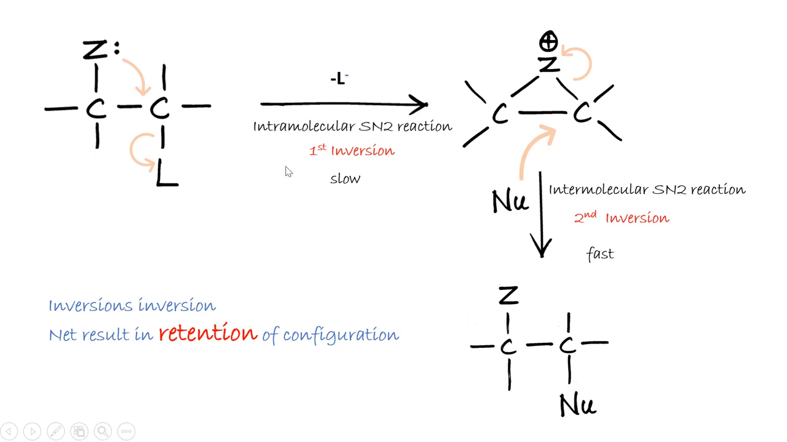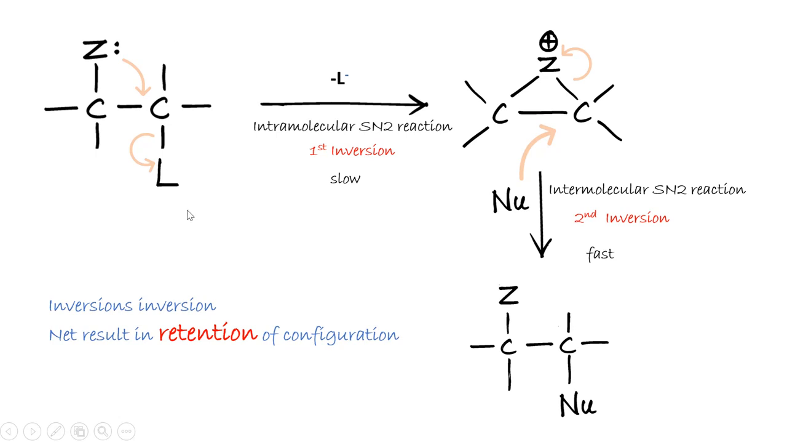So NGP finally gives you retention of configuration, as the first intramolecular SN2 reaction gives inversion and the second intermolecular SN2 reaction gives a second inversion. So inversion twice, and finally you get retention of configuration, and the rate of this reaction depends on the substrate only, so it is a first order reaction. All these points we have discussed in detail in the last lecture.